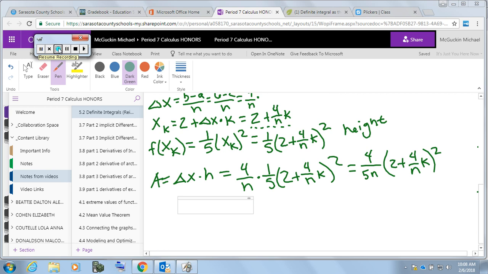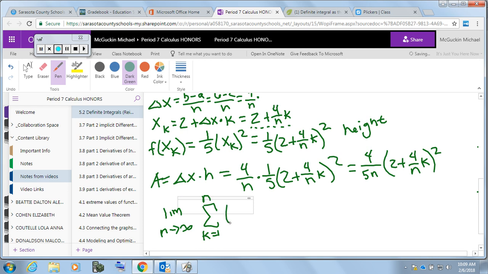As we wrap this up, we want to write this as a Riemann sum. So our Riemann sum is going to be the limit as n approaches infinity of the summation from k equals 1 to n of what we just found for our area: 2 plus 4 times k over n quantity squared, and then we multiply that by our change of x, or our delta x, which was 4 over 5n. Okay? So there's a little example of what we are looking at for our examples of Riemann sums. And on to the next one.